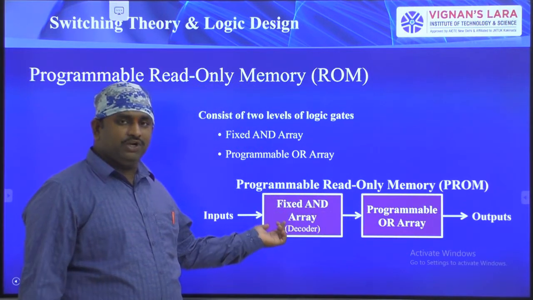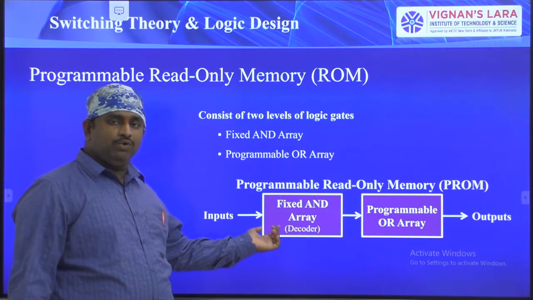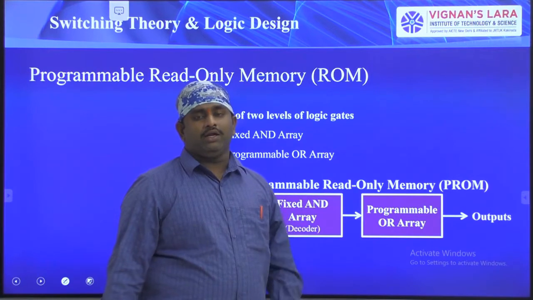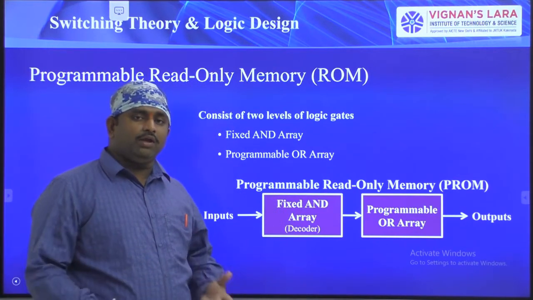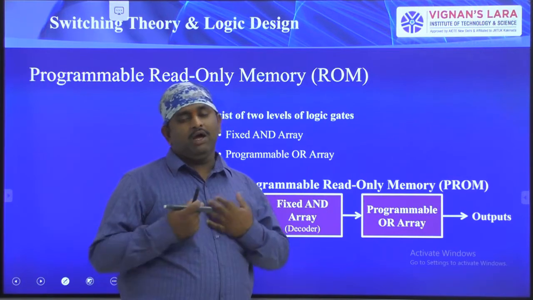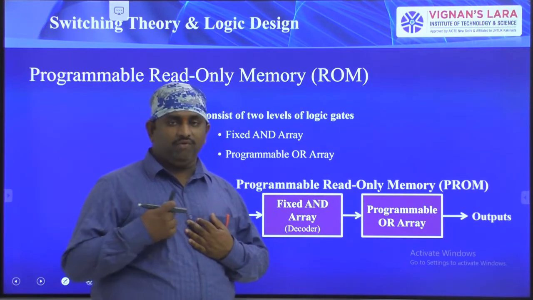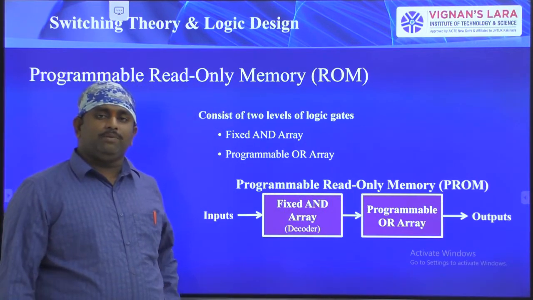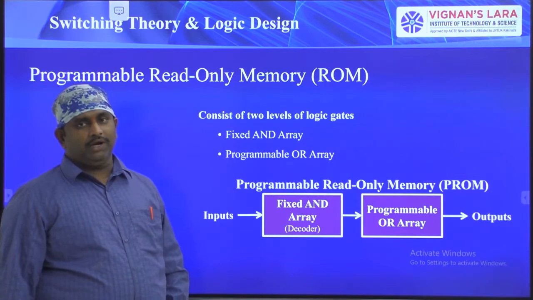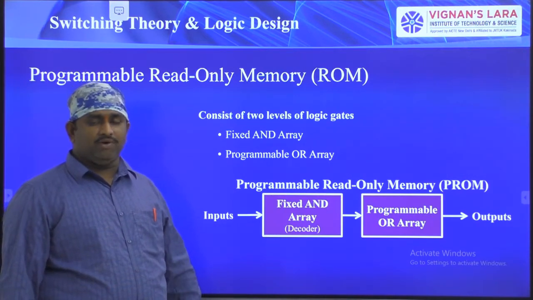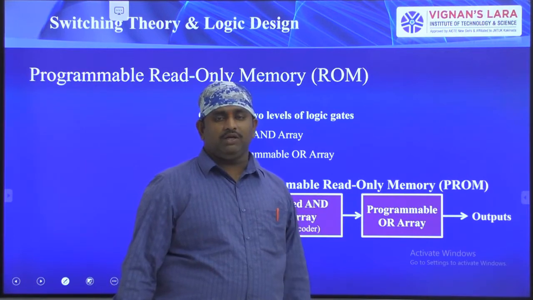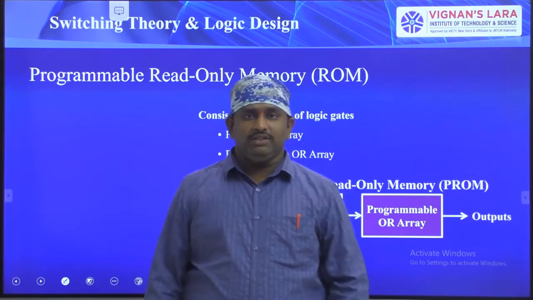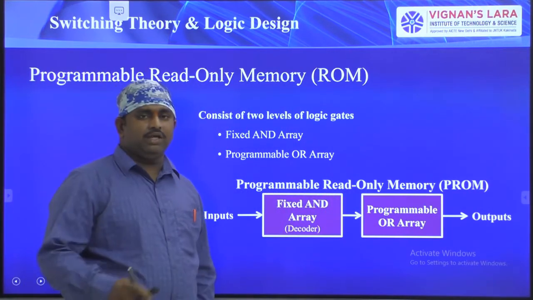In the place of fixed AND gate arrays, we are using decoders. The decoder output we are connecting to a group of OR gates, where the OR gate inputs we can program. That is completely the user's choice. If the user wants, he can connect, otherwise he can neglect. This type of connectivity is called programmable read-only memory. The AND gates are fixed, we are taking them in the form of a decoder, and the OR gates, as many as you require, you have to draw here. In this way we are taking the PROM structure.